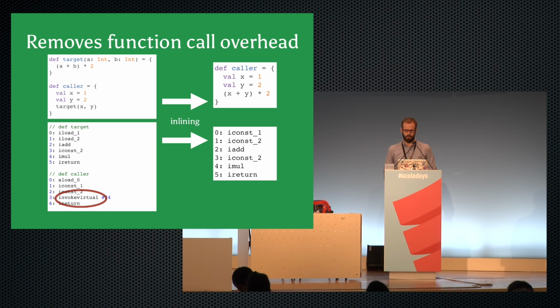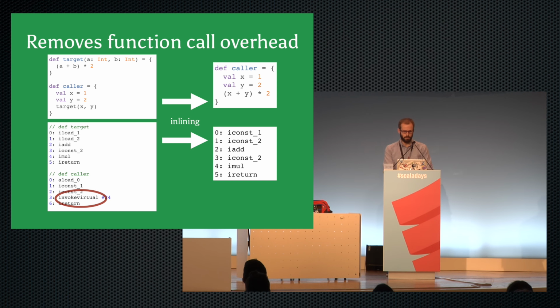And we'll have a look at that in a second as well. So here's our first bytecode. So here is what it looks like to remove the function call overhead. We've got the same sample code as before, but now we're showing the bytecode as well.